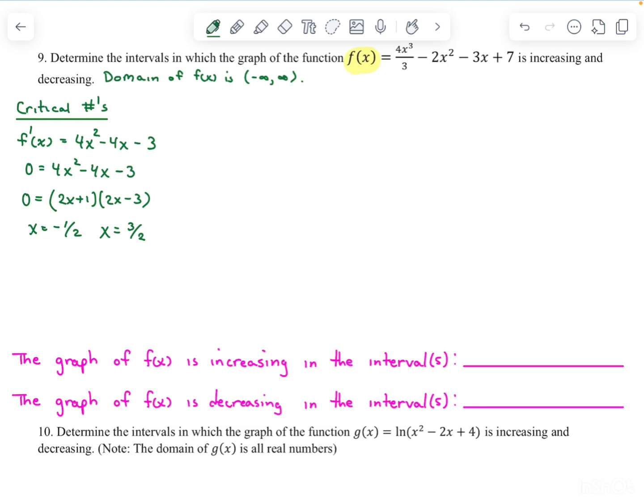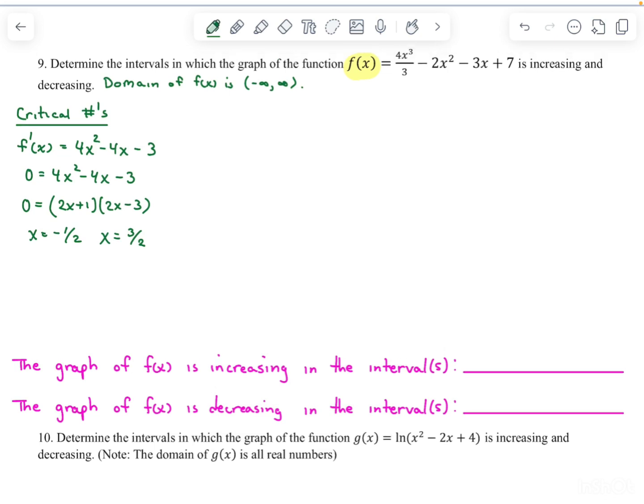Next, we need to determine the values of x that make the derivative undefined. In this case, the derivative is a quadratic function, so the derivative is defined for all values of x. This means that there are only two critical numbers, one at x is equal to negative half, and another at x is equal to 3 halves.